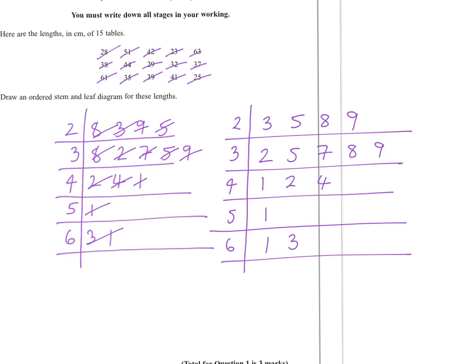And we're going to have to draw a key as well. So we could say, for example, that 2, 3 drawn like that on the stem and leaf diagram, that would be the same as a length in centimetres of 23. Okay, so that's question 1.